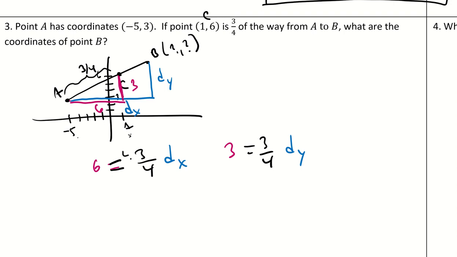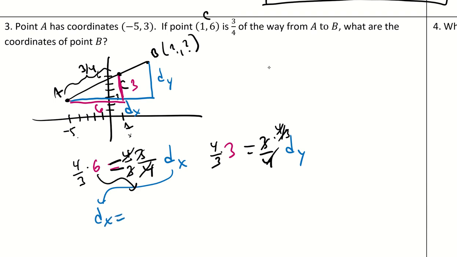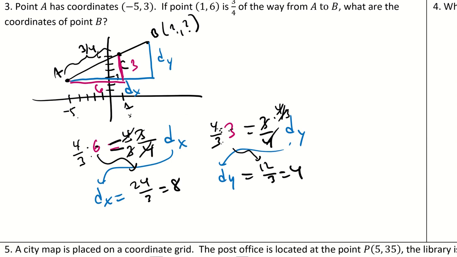In order to do this, you've got to multiply by the reciprocal on both sides. So let's multiply by the reciprocal. Okay, then we can get dx. So dx is equal to 4 times 6, which is 24. 24 divided by 3 is 8. And then 4 times 3 is 12. 12 divided by 3 is 4. So we get dy equals 4. Okay, so that's saying that this is 8 and this is 4.